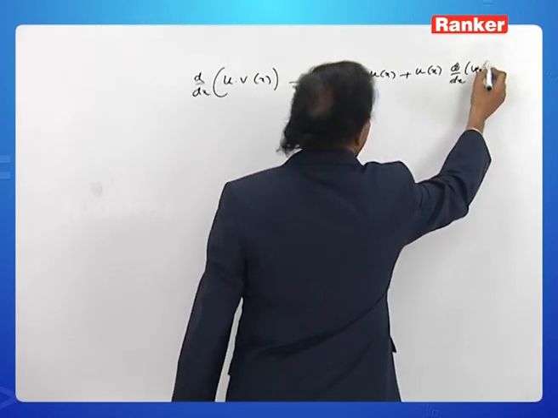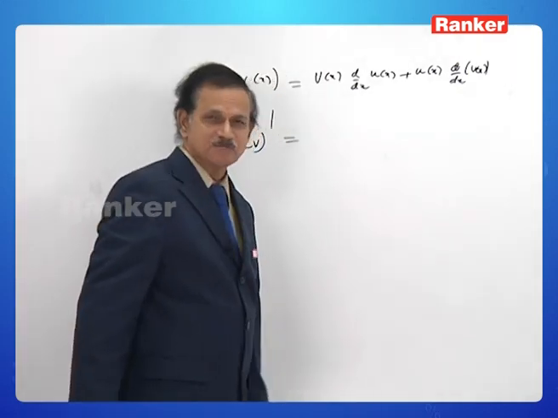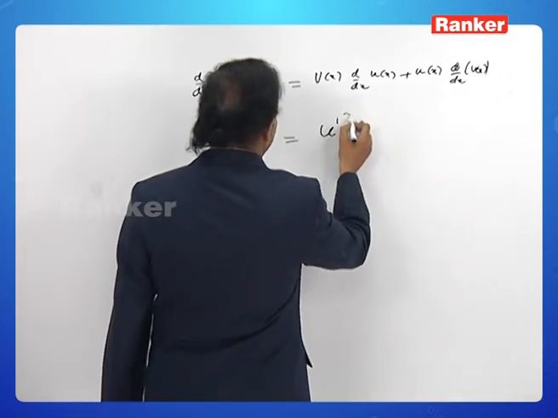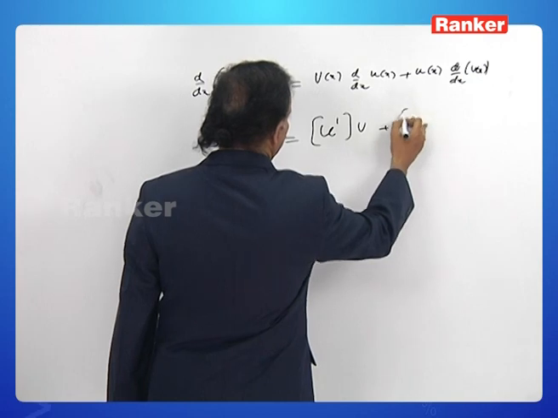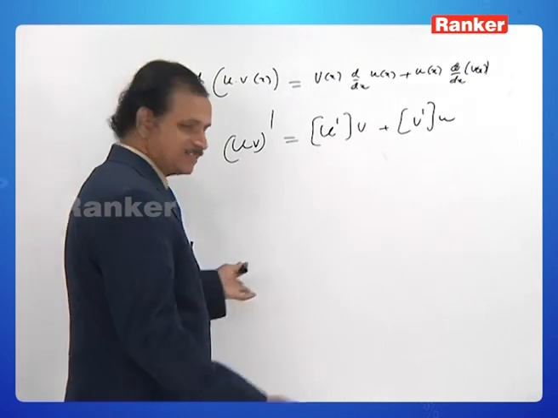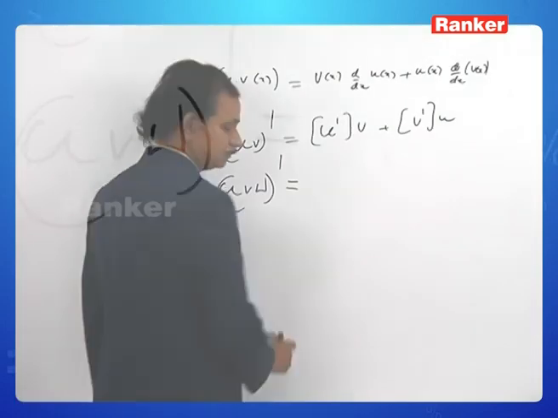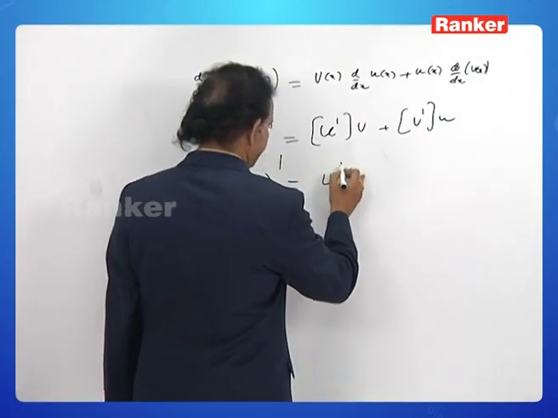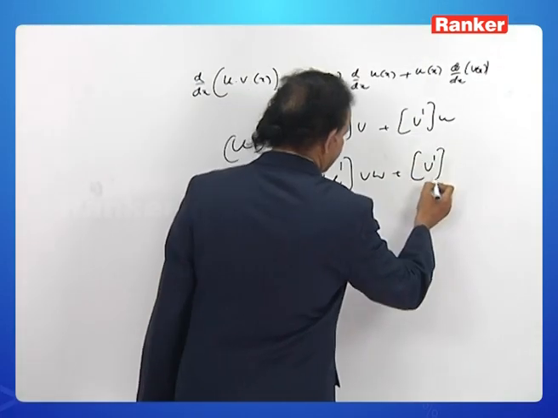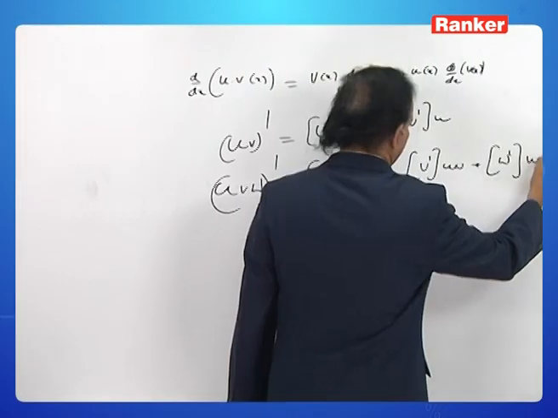In very short form, uv whole dash means derivative of uv: u dash into v, v dash into u. Now you can extend this also, u v w whole dash. What can you see? u dash into v w, v dash u w, w dash u.